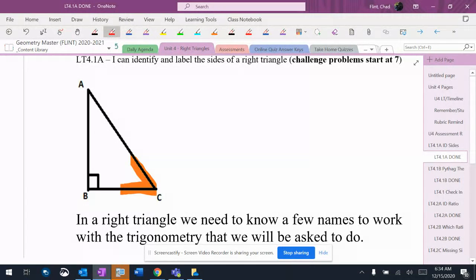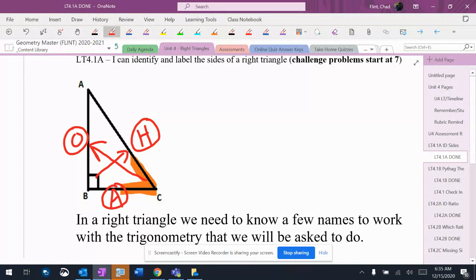The first side that I'm going to label is always the hypotenuse. I'm going to find the right angle, and I'm going to go right across from it. You don't have to draw the arrow. It's helpful, though, when you're getting started. The second side I'm going to label is the opposite. So I'm going to find the angle that I highlighted, and I'm going to go straight across from that angle. And that would make AB the opposite side. And then whatever side's left, that's going to be the adjacent.